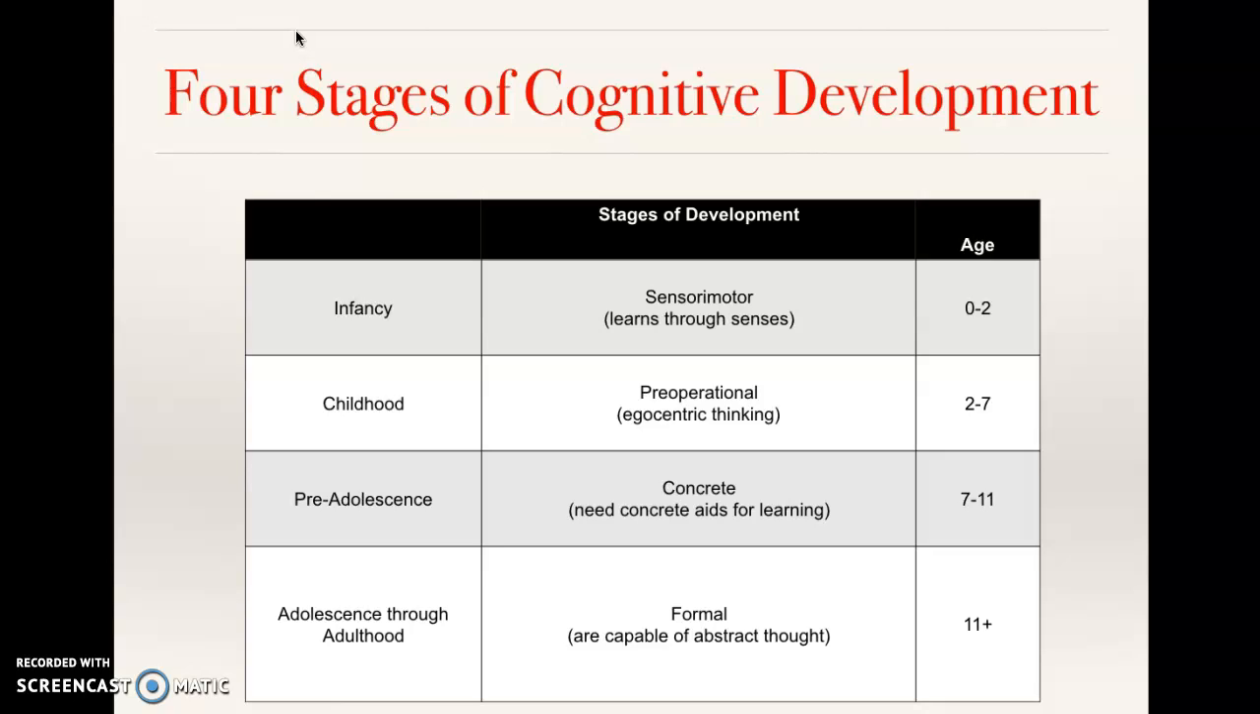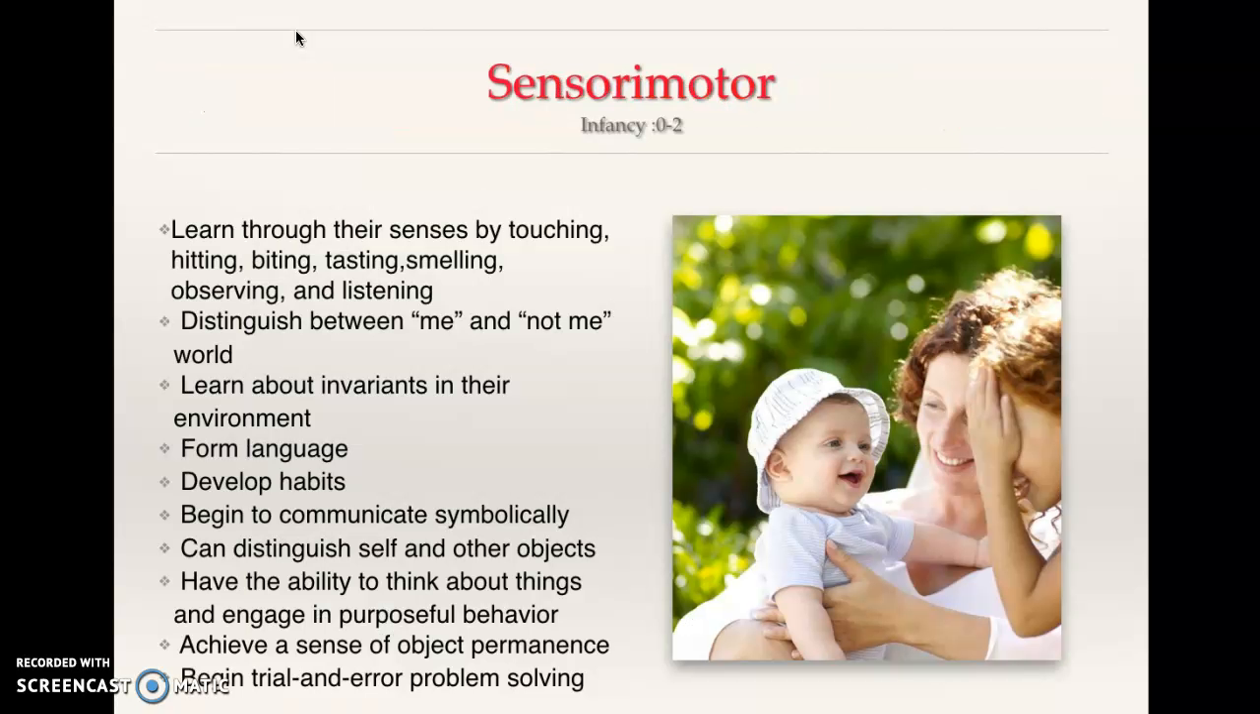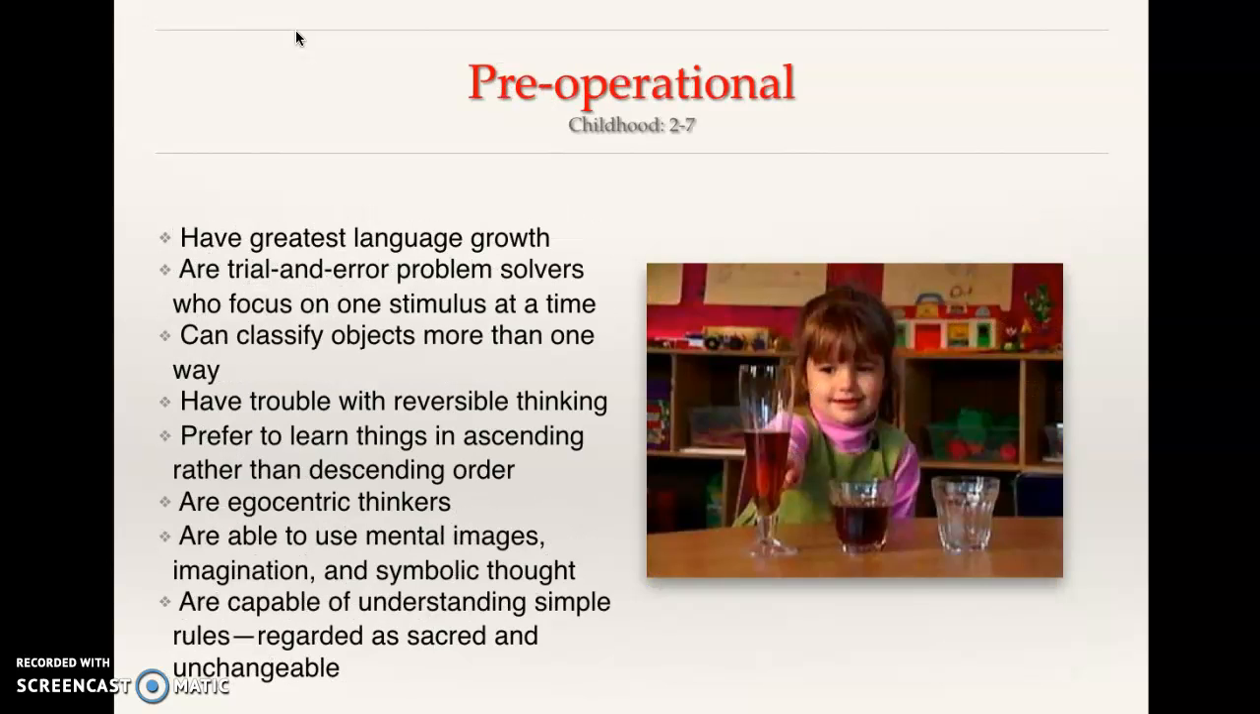Sensorimotor is from age 0 to 2, which is infancy. During this stage, children develop schemas primarily through senses and motor activities. Object permanence is an important aspect of this stage. Preoperational is childhood from age 2 to 7. Children acquire the ability to conserve and decenter, but they are not capable of operations, or mentally reversing actions.